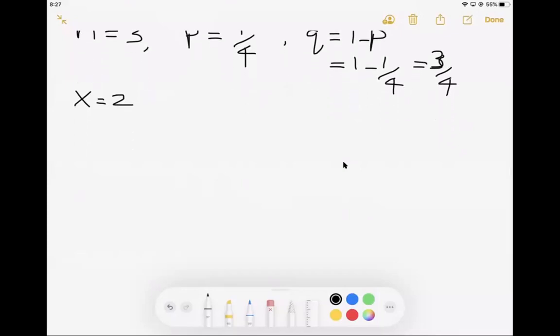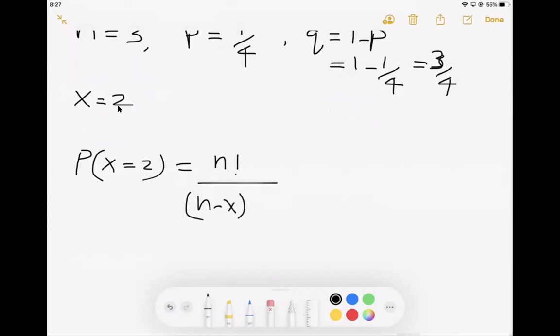Now use the binomial probability formula. This is the question. Yes, x is 2. That's why here we also got the same thing. x is 2. Now what is the formula? n factorial over n minus x factorial times x factorial, times p to the x, q to the n minus x. This is the formula.